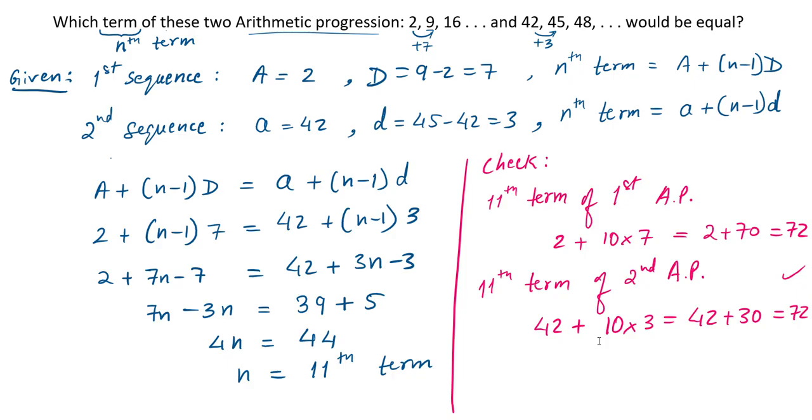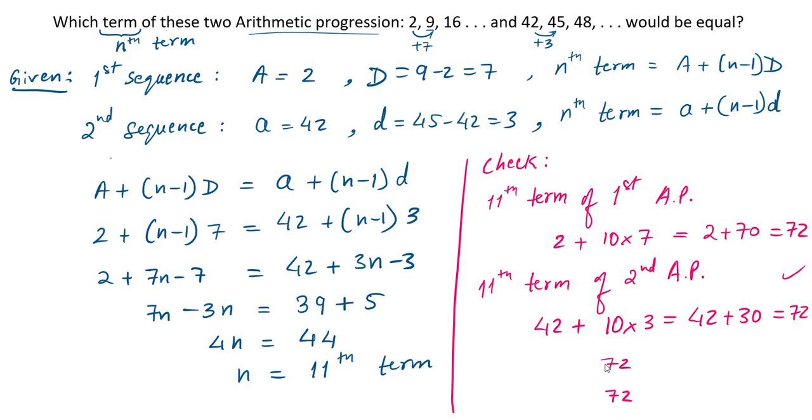One more point as a bonus: you can understand that they will have only one term which will be exactly the same, because this sequence is increasing quickly and this one is slow, right? So there will be only the 11th term, that's 72, when they both will be equal. After that, the terms of the first sequence will keep on increasing way faster, and this would become slower.